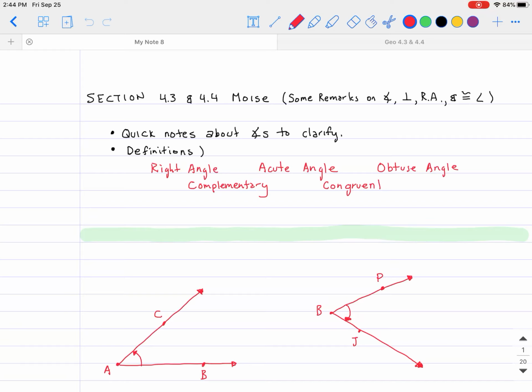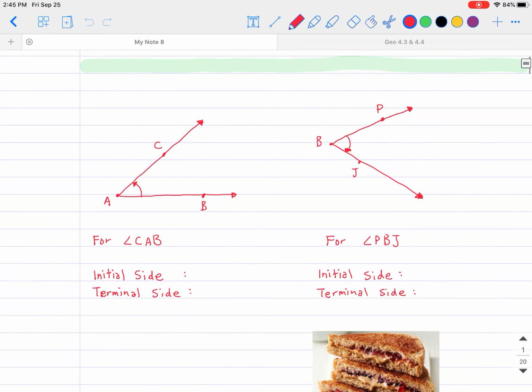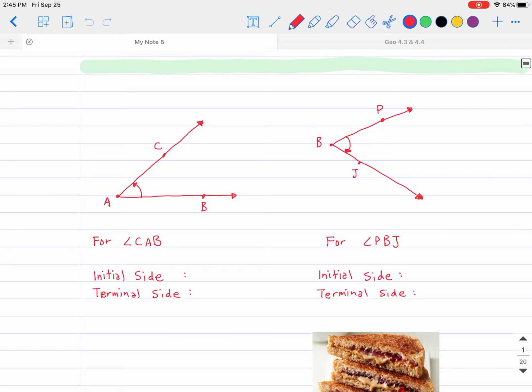And then afterwards, tomorrow, we're going to start applying them so you can see how the statement and reason thing actually works out. In these two sections, we're going to be talking about the following. Number one is a quick note about angles, which we learned in the last section. The second part will be some formal definitions of what kind of angles there are.